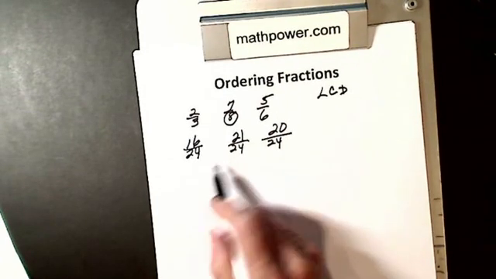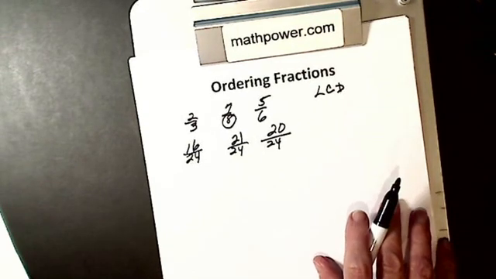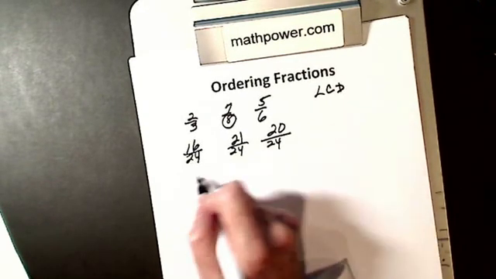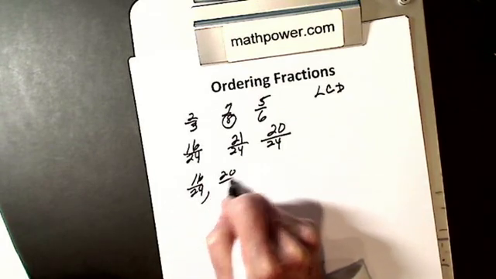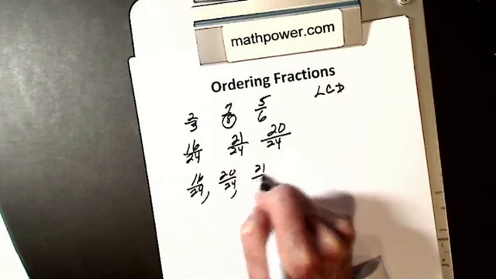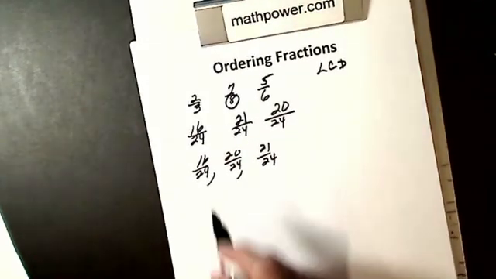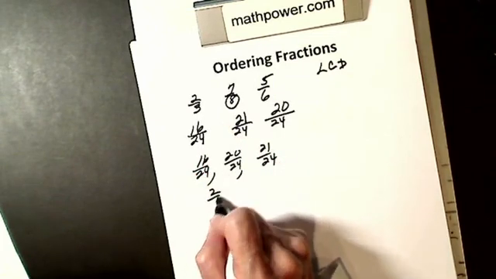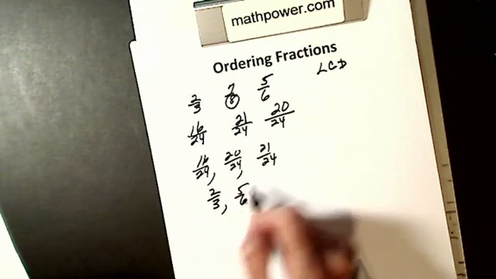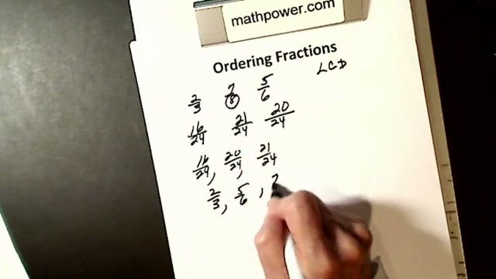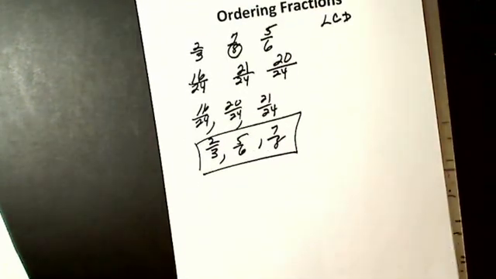Now I have a clear view, they're all 24ths. So I have to write smallest to largest. So I'm going to get 16 24ths, then 20 24ths, then 21 24ths. But I have to write my original fraction. So 16 24ths was 2/3, 20 24ths was 5/6, 21 24ths was 7/8. So now I have them smallest to largest.